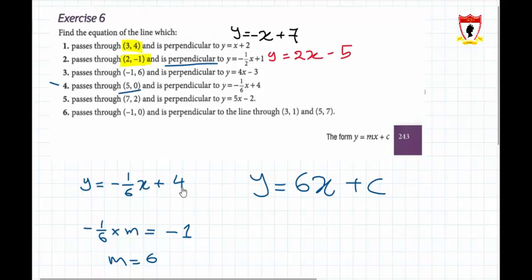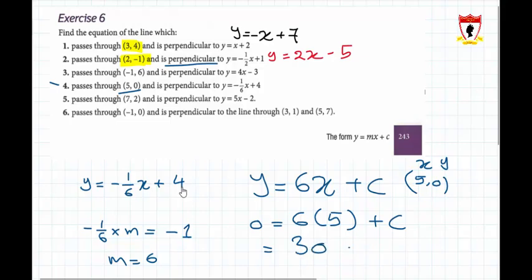A point is given: 5, 0. 5 in place of x, 0 in place of y. This line passes through 5, 0. It's given in the question. So we're going to put 0 in place of y and 5 in place of x. 0 is equal to 6 times 5 plus c. 6 times 5 is equal to 30, plus c is equal to 0. 30 plus which number will be 0? Of course, 30 plus negative 30 will be 0. So from this, c is equal to negative 30.